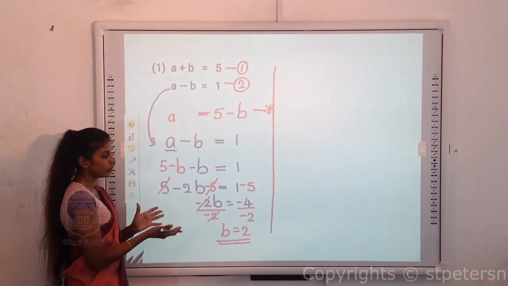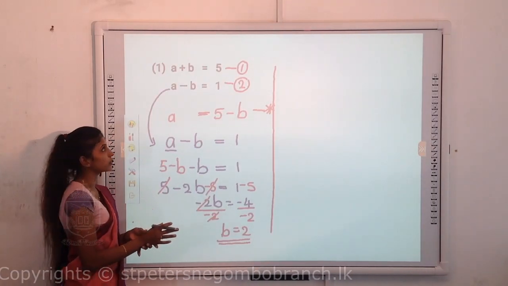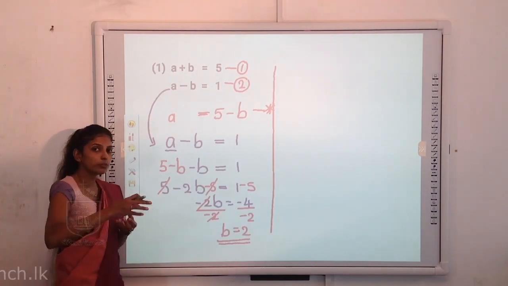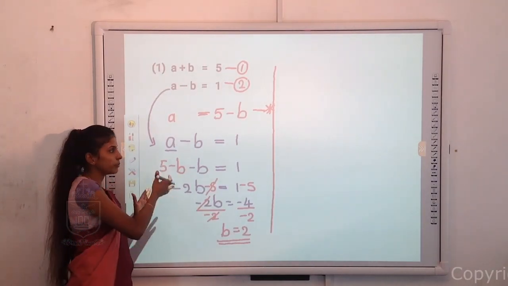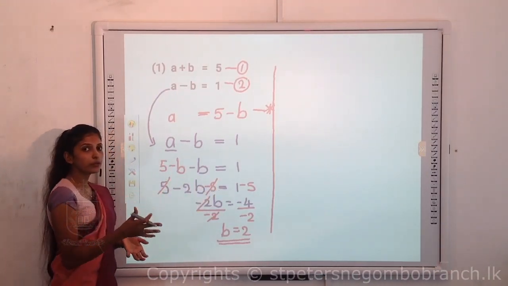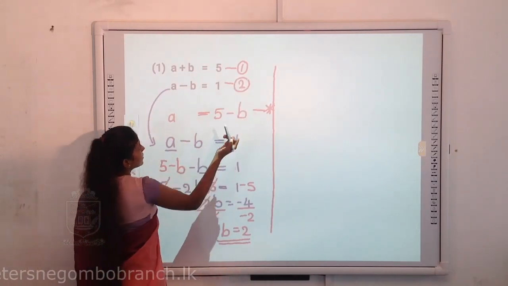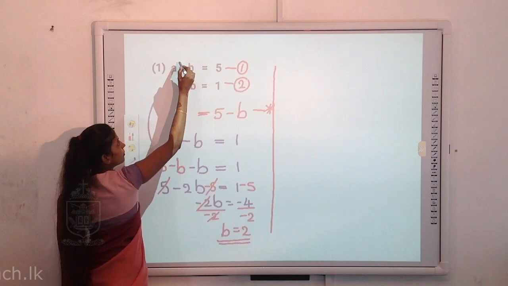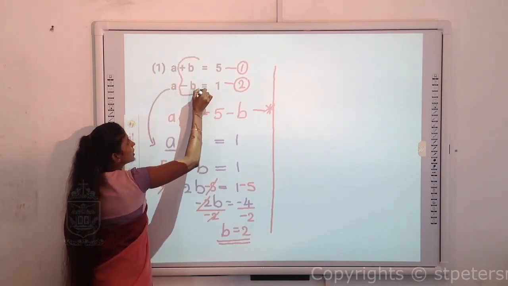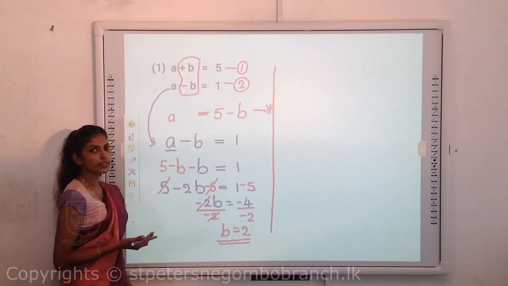Now I am going to show you the same question using the other method, that is the method of elimination. In the method of elimination, we are going to remove one unknown term. Here we replaced one term with another, but in the second method we are going to remove one term. That means, now you have two expressions here, and consider this plus B and minus B. They are opposite in sign. One is plus, one is minus.